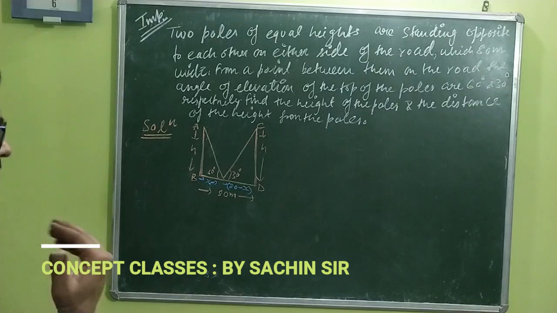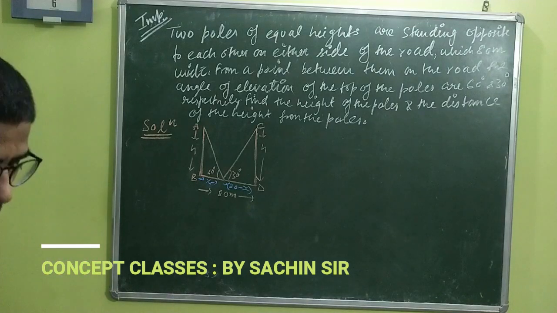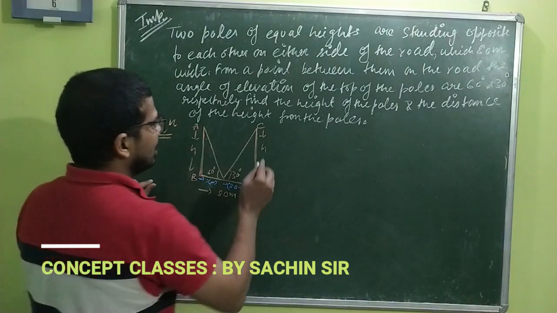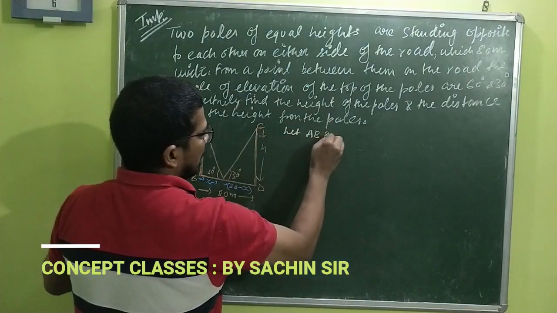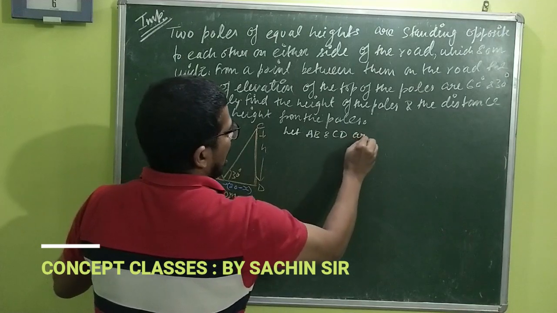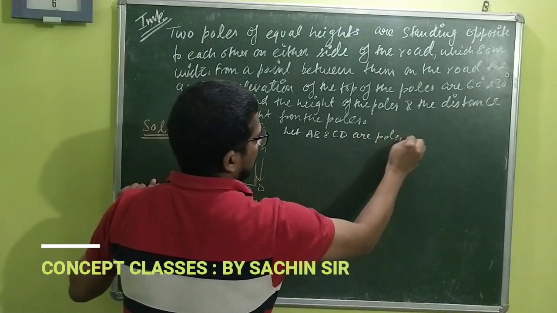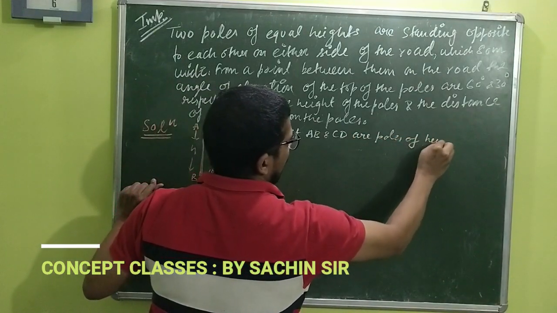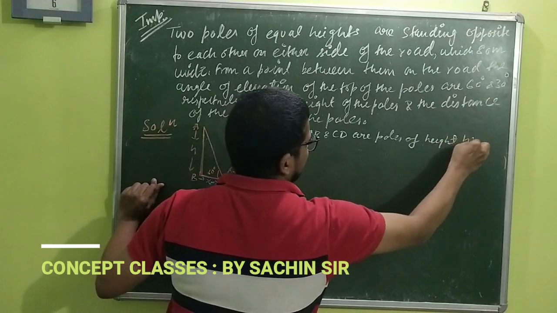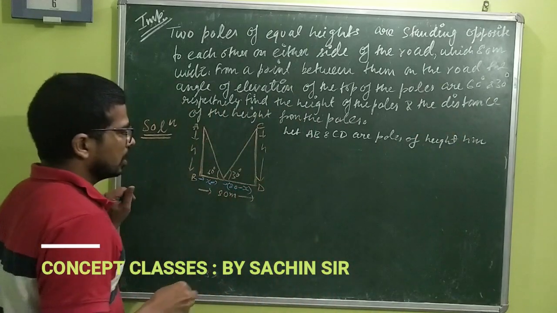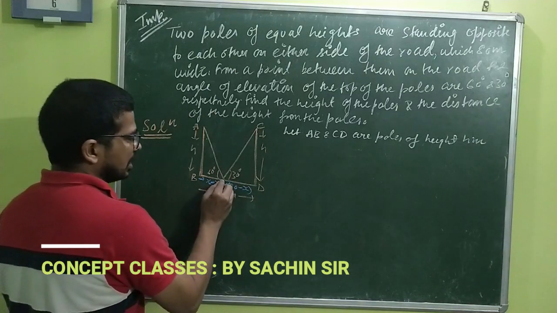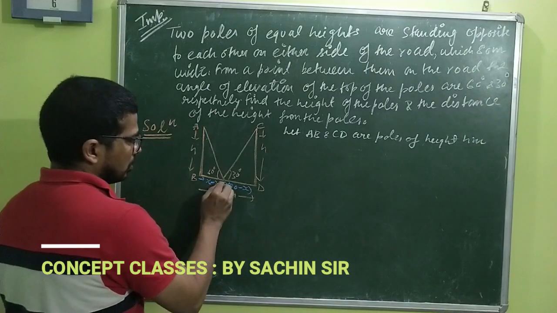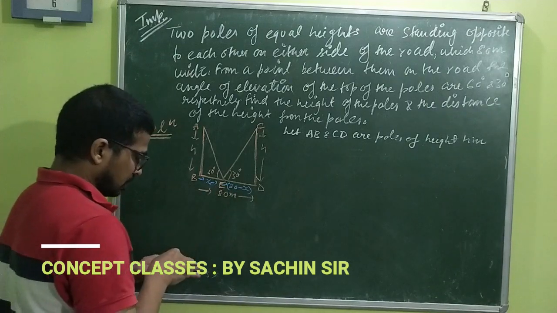Now again, I will give a little introduction of this part. So how to write? Let AB and CD be poles of height h meter. And I'll mark this point as E.